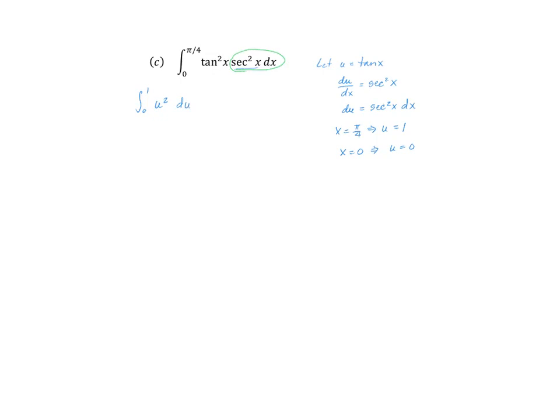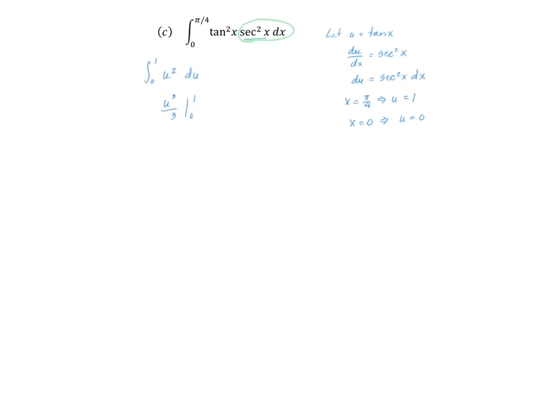Huh, that looks familiar. So this is going to be u to the third over 3, evaluated from 0 to 1. Again, if you change your limits of integration, you don't have to substitute back for u. This is simply 1/3.